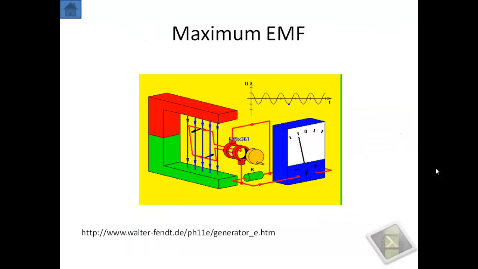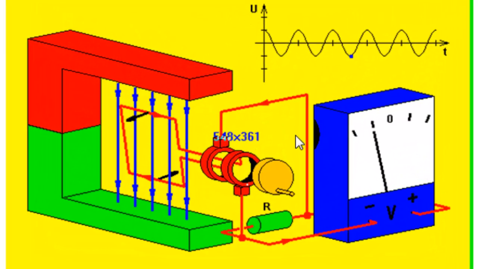So this is one example here. This is the full picture. We have the magnetic field lines going downwards. At this point, the flux linkage is next to zero, next to nothing, but it's changing at the greatest rate. So this is why this is a maximum EMF.